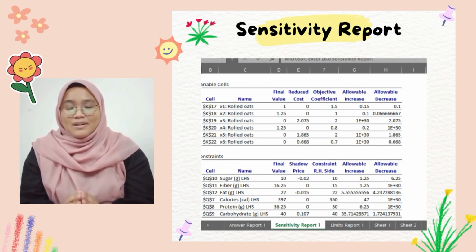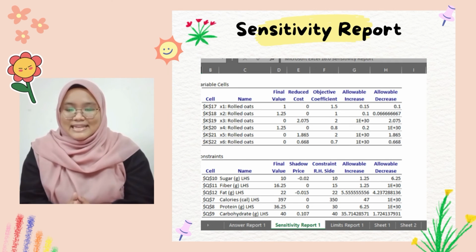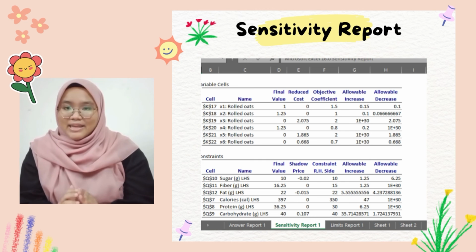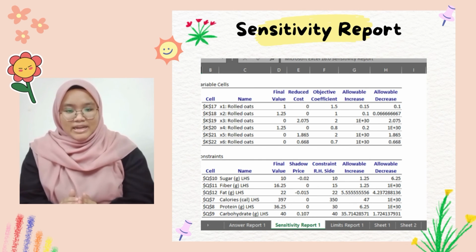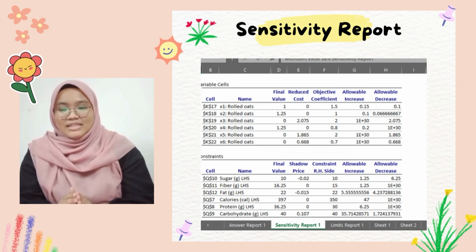Next, for the table of constraints below, we can see that the shadow prices for sugar and fat are negative. It can be interpreted as the rate of improvement in the optimal objective function value as the right-hand side of the constraint increases with all other data held fixed.